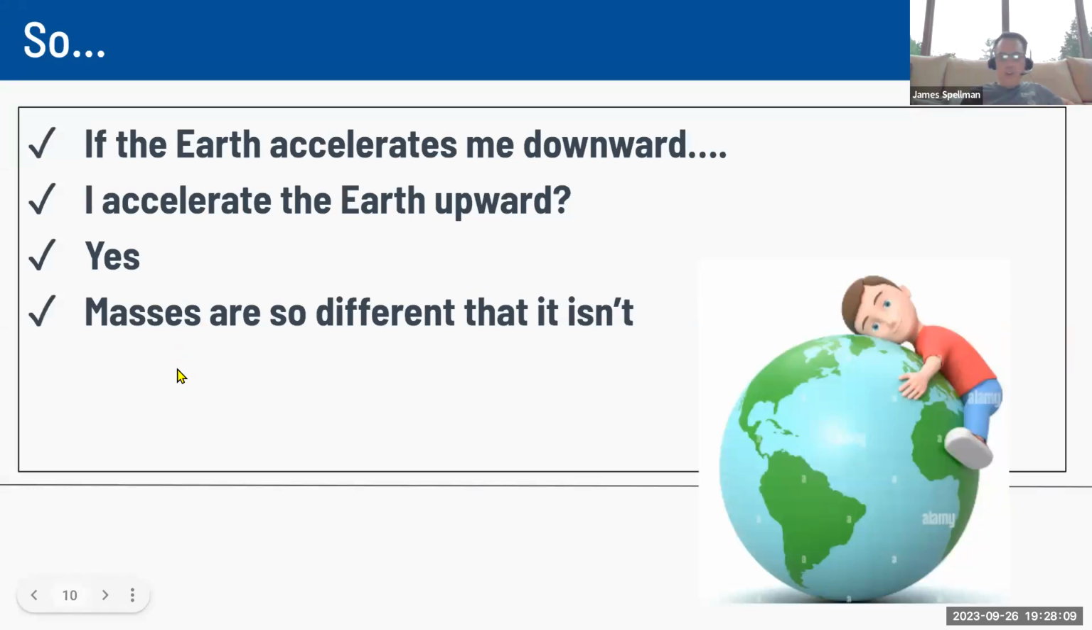So you can't have an increase in both mass and acceleration. As one gets smaller, the other one's going to get larger. So the masses are so different that we don't notice the acceleration of the Earth, because the Earth is a large object, therefore it's not going to accelerate very much at all. And that will do it.